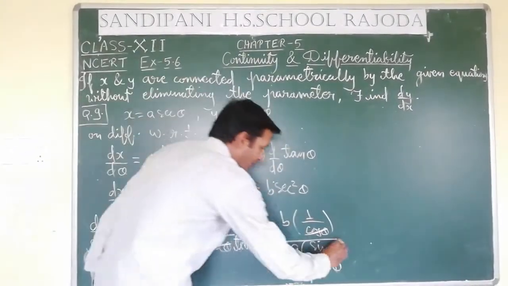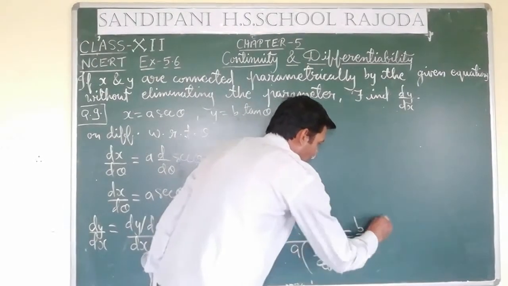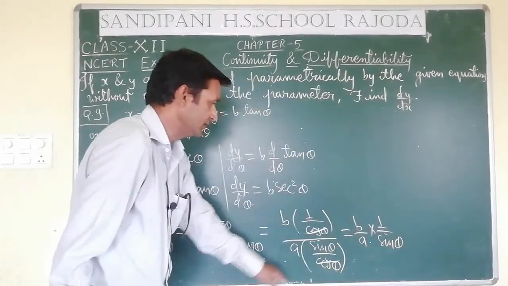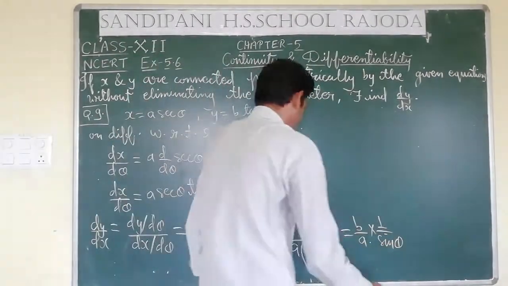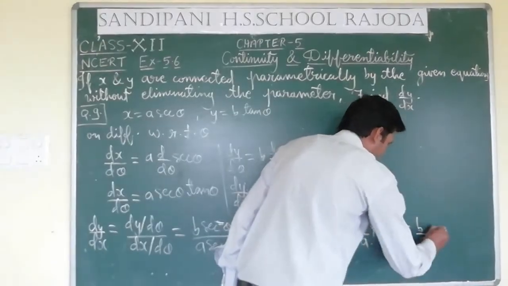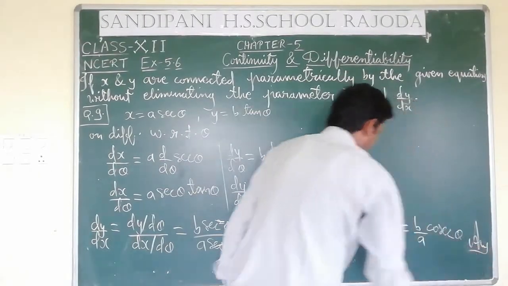So what will happen now? Now it will become b upon a and then into 1 upon sin theta. 1 upon sin theta means what? 1 upon sin theta means cosec theta. So it will be equal to b upon a cosec theta. This is our answer.